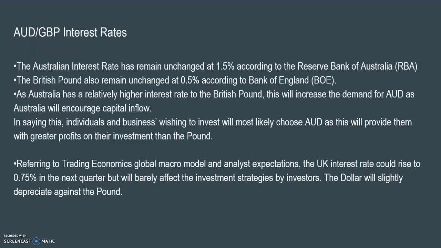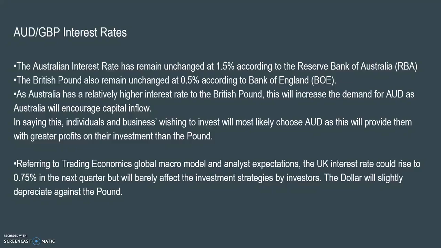From this information, we can see that the Australian interest rate has remained unchanged at 1.5% and will remain constant for the following quarter, according to the Reserve Bank of Australia, the RBA. In relation to this, the British pound also remains unchanged at 0.5% according to the Bank of England. As Australia has a relatively high interest rate to the British pound, this will increase the demand for the Australian dollar, as Australia will encourage capital inflow. Moreover, the supply for the Australian dollar will decrease, as Australia will discourage capital outflow.